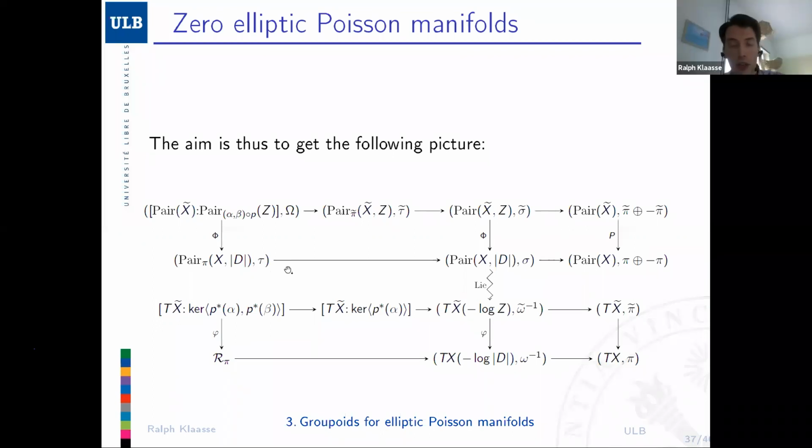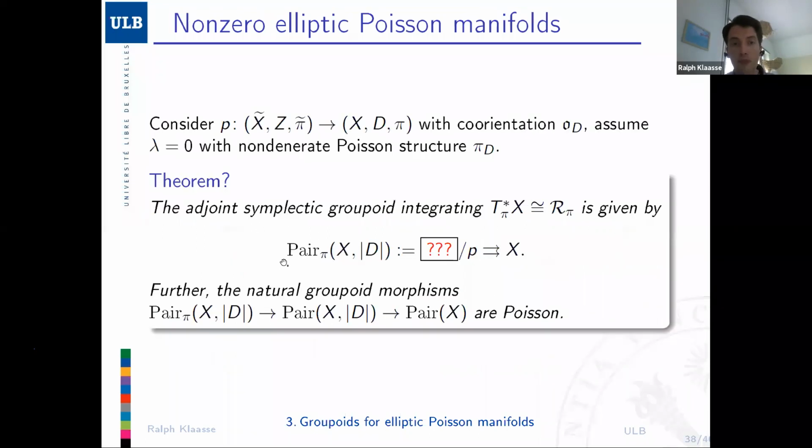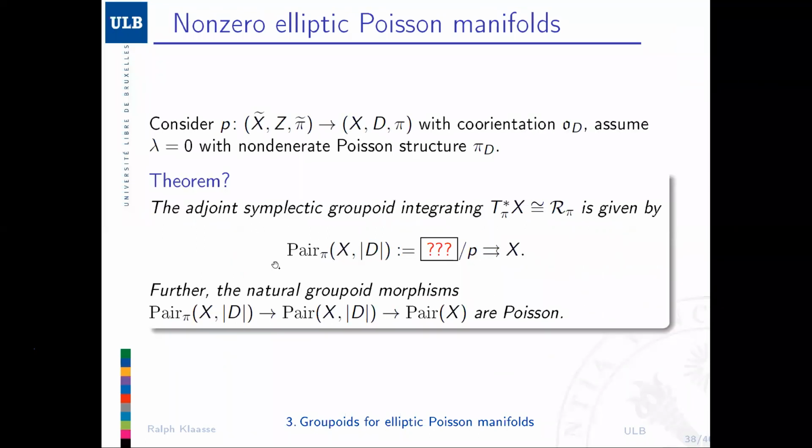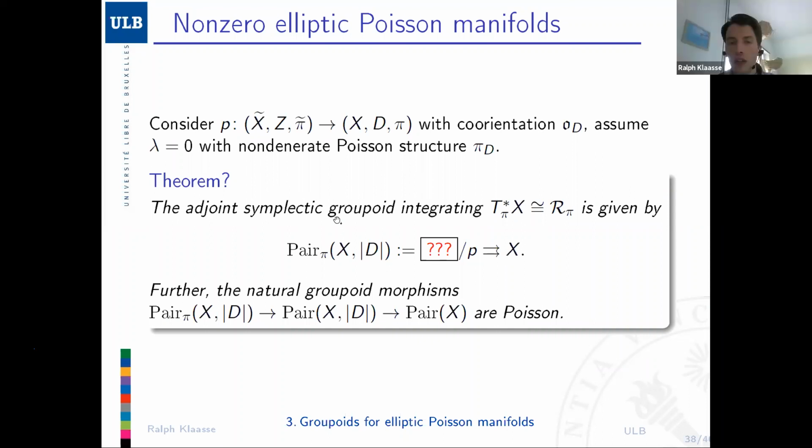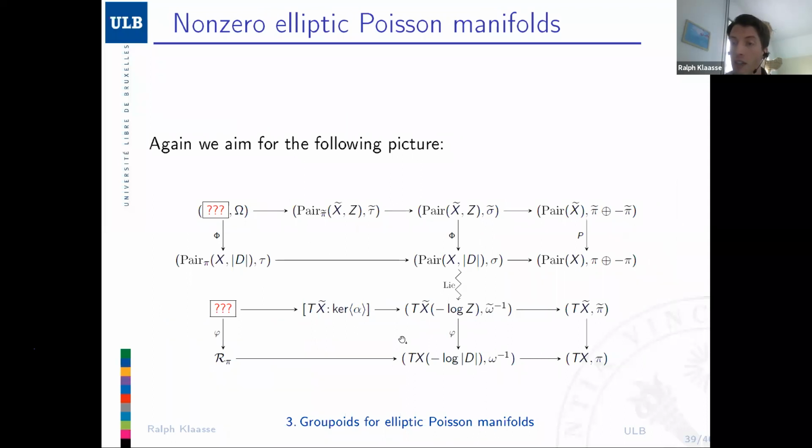Just to finish up, because I think my time is also running out. I can be briefer here, but in the non-zero case, I haven't spent too much time figuring that out. But again, you of course expect a similar picture. You need to define some object, which I have some ideas, but for this talk I just put question marks. And then it will again be the adjoint integration. It will be Poisson, and you get a diagram like this, which is basically the same diagram as before, except the left side over here is swapped.